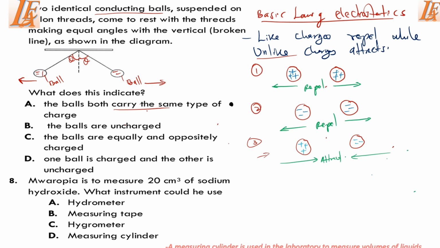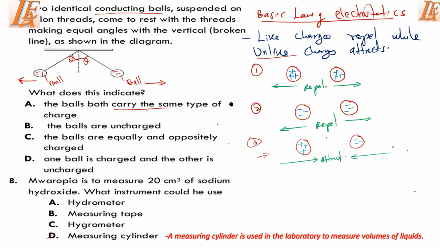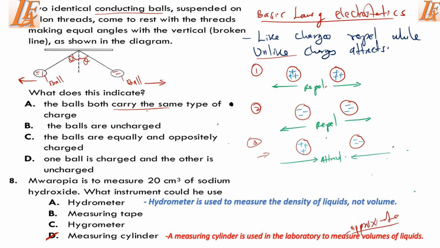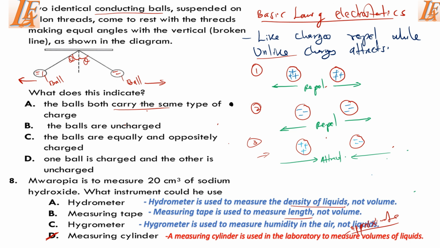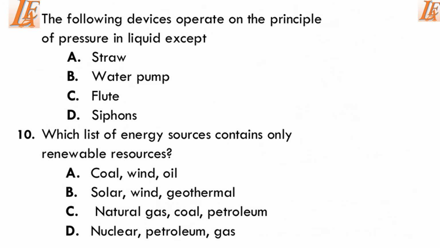The correct answer in this case is D, that is the measuring cylinder, because a measuring cylinder is used to measure approximate volumes of liquids in a laboratory. It can never be A because a hydrometer is used to measure density of liquids. It can never be B because measuring tape is used to measure length, not volumes. And it can never be C because a hygrometer is used to measure humidity in air and not the volume of liquids.